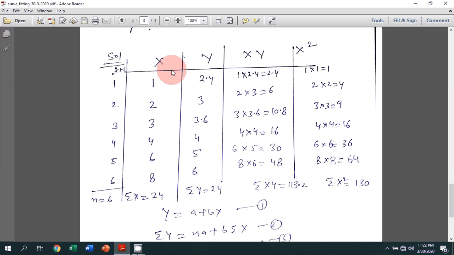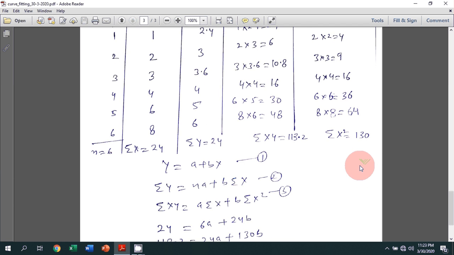And we also find the value of x². As we know, when x is 1, x² is 1 into 1, that is 1. When x is 2, 2 into 2, that is 4. When x is 3, 3 into 3, that is 9. When x is 4, 4 into 4, that is 16. When x is 6, 6 into 6, that is 36. And when x is 8, 8 into 8, that is 64.